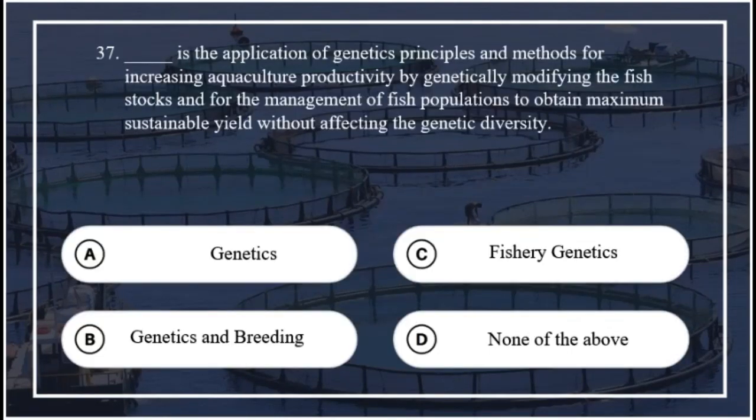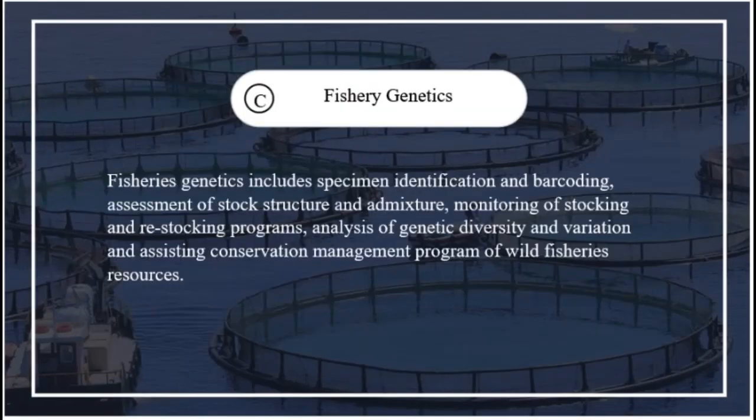37. Blank is the application of genetics principles and methods for increasing aquaculture productivity by genetically modifying the fish stocks and for the management of fish populations to obtain maximum sustainable yield without affecting the genetic diversity. A. Genetics. B. Genetics and breeding. C. Fishery genetics. D. None of the above. Answer: D. Fisheries genetics includes specimen identification and barcoding, assessment of stock structure and admixture, monitoring of stocking and restocking programs, analysis of genetic diversity and variation, and assisting conservation management programs of wild fisheries resources.